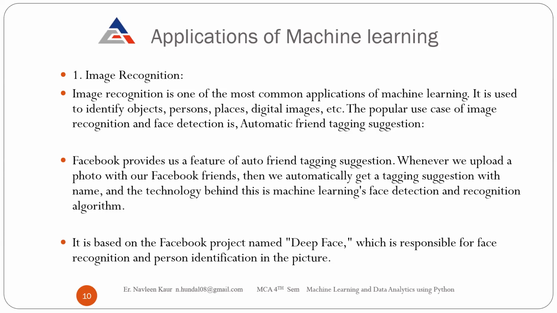You can input images and on the basis of that image, your machine goes over it, checks what is available, what the features of the face are, and it will help you to find similar images or maybe similar faces on the web. So it is one of the most common applications, right? And it is used to identify objects, persons, places, and even digital images.